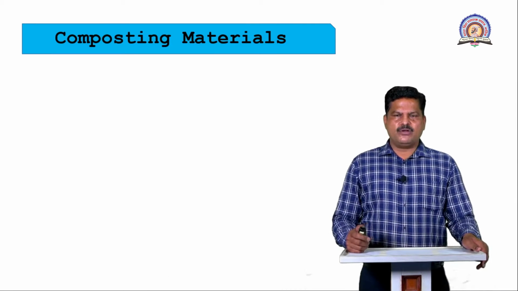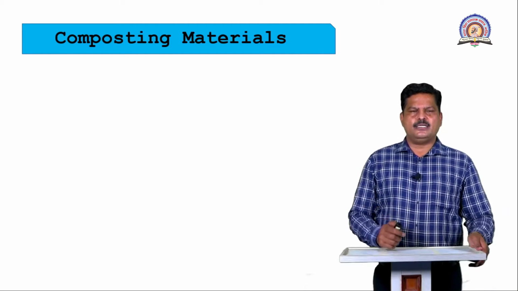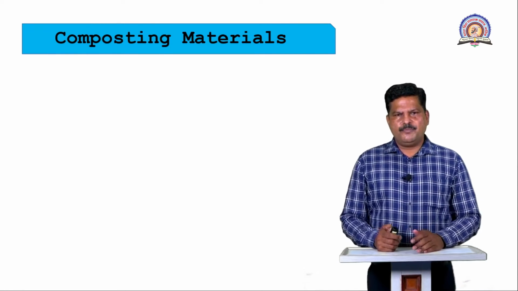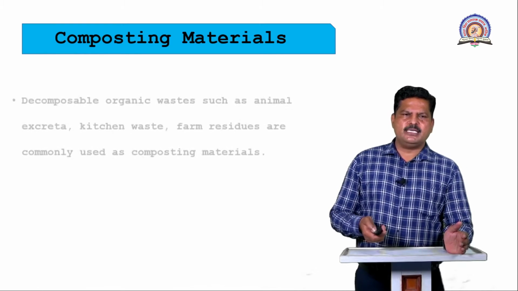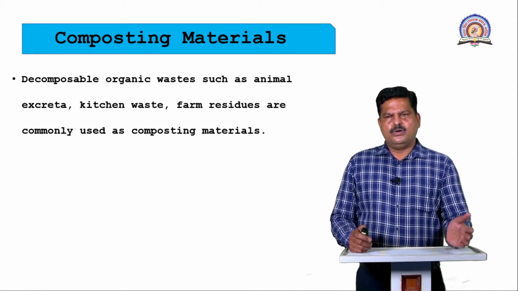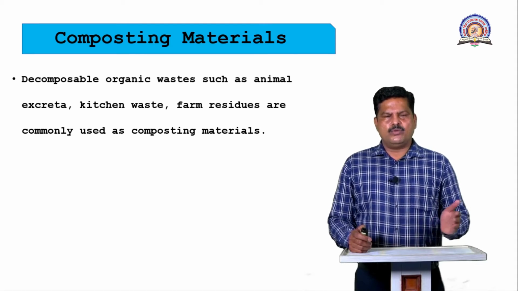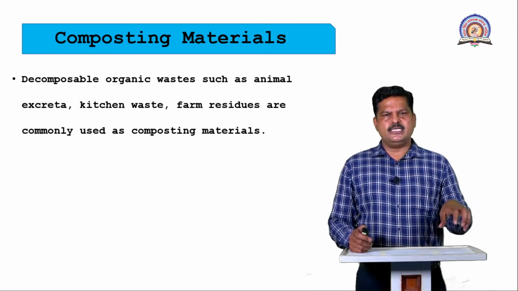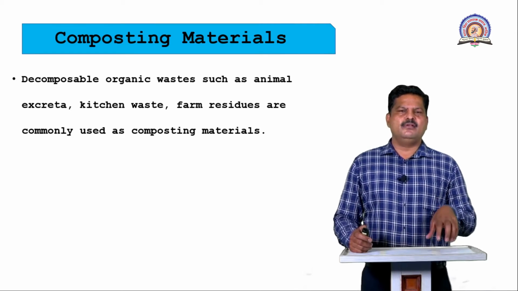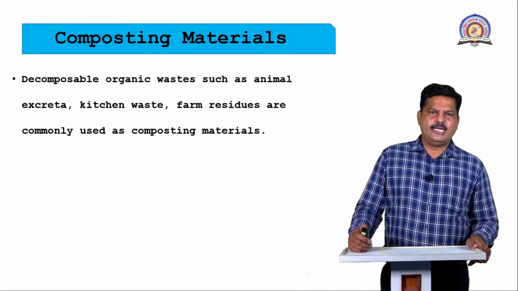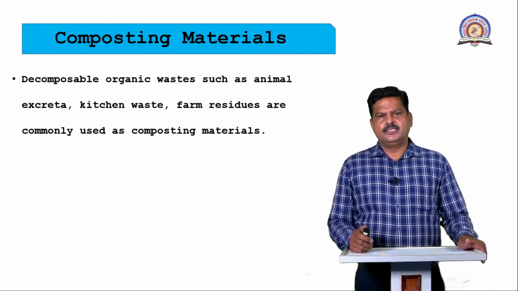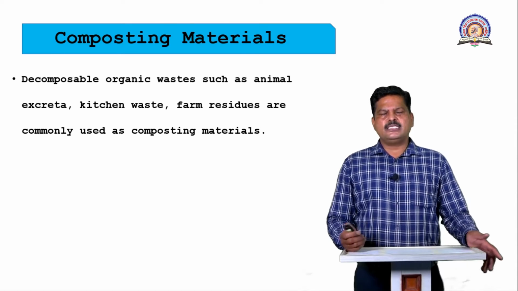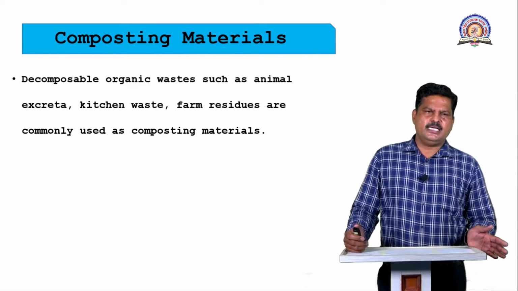So that is the first part of the presentation, and the second part of the presentation is composting material. All of you know the composting material. Composting material is very simple. Whatever waste is there in our house or in agriculture, that waste material is used as a composting material in vermitechnology. For example, animal excreta, kitchen waste, farm residue, crops and stubble. These are the important waste materials.